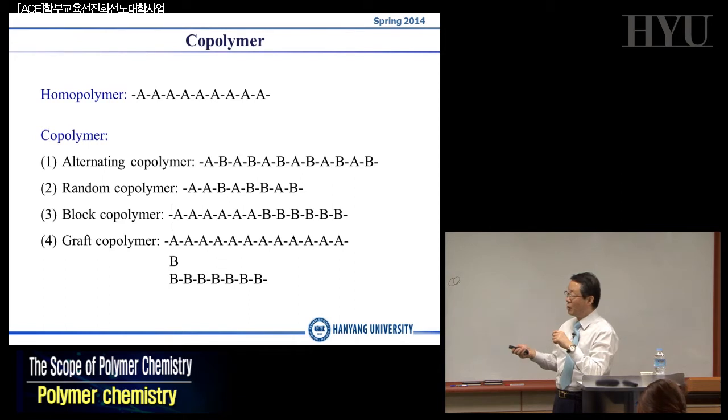But in the case of a random copolymer, perhaps you may have one Tg, one glass transition temperature, because the A nature and B nature could be very much combined together.